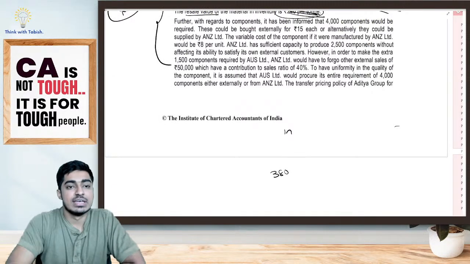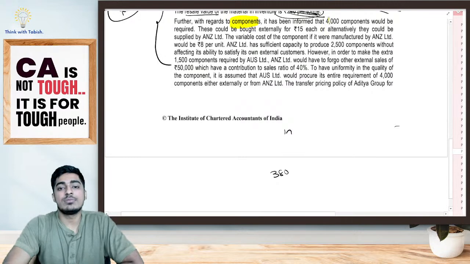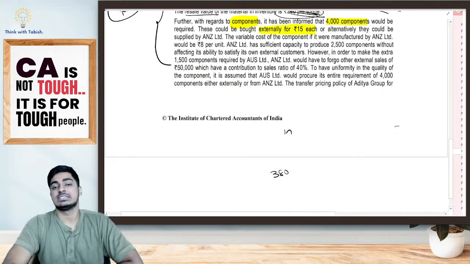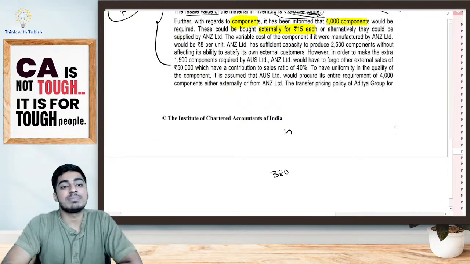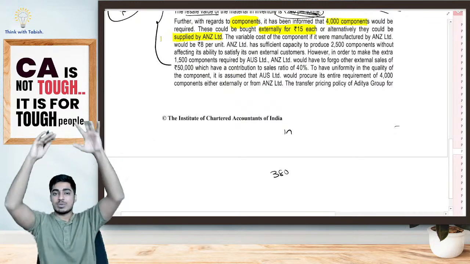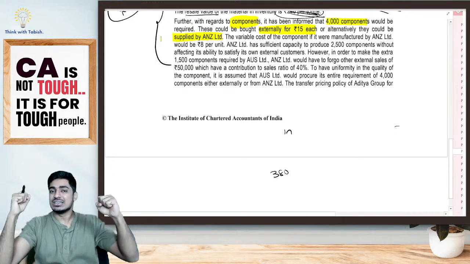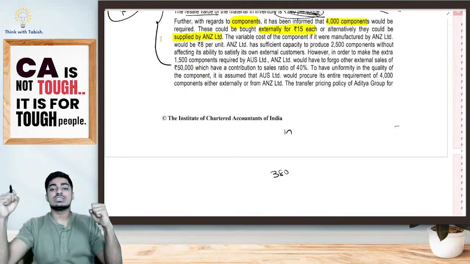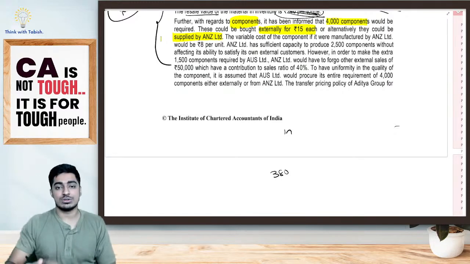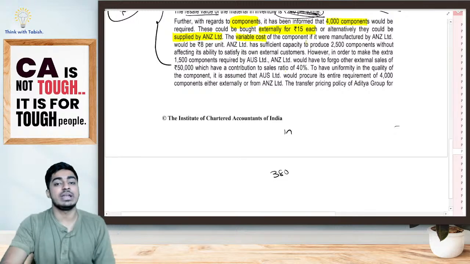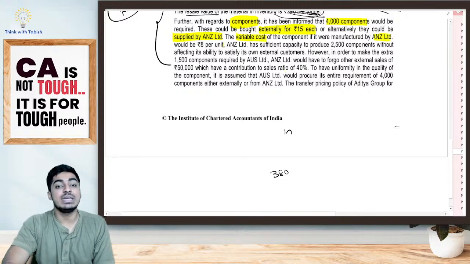What is the question telling? Further, with regard to components, we wanted some components as well. It is informed that 4,000 components would be required. They could be purchased externally for 15 each. Alternatively, they would be supplied by ANZ. I've told you Aditya Group has two subsidiaries, AUS and ANZ. So either I can buy it from outside, or from AUS or ANZ. ANZ is willing to supply. Now, if ANZ is supplying, how much? Look at this. The variable cost of the component, if it was manufactured by ANZ, would be 8 rupees.